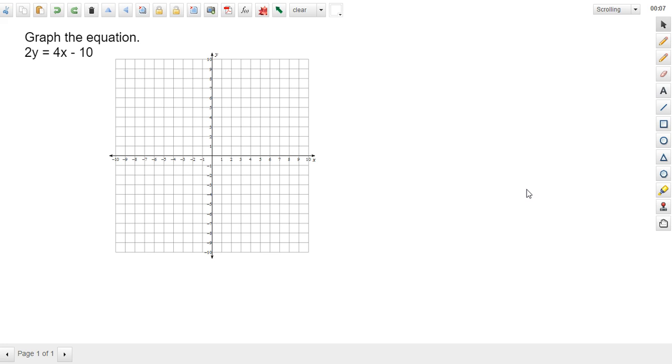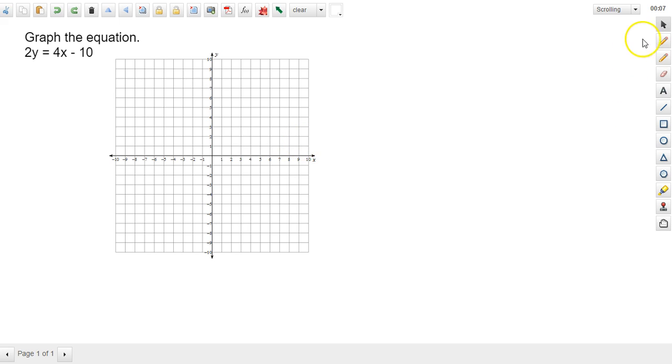equation of a line. This is very important for the GED test. It's important because the GED test includes linear equation type questions, and so you may see something like this question on the GED test. So here we go.